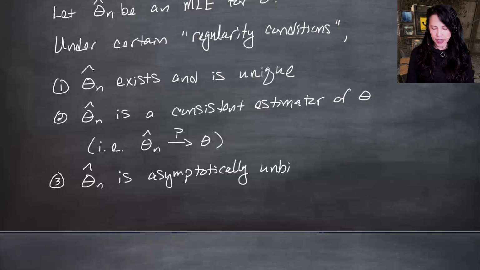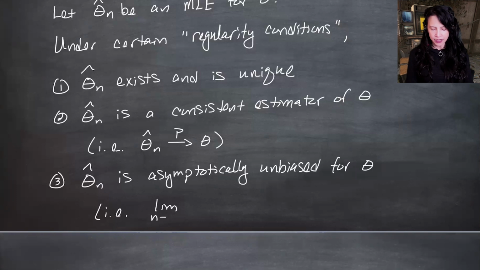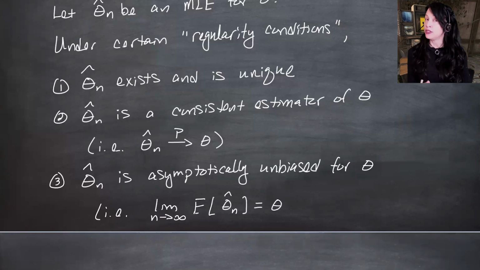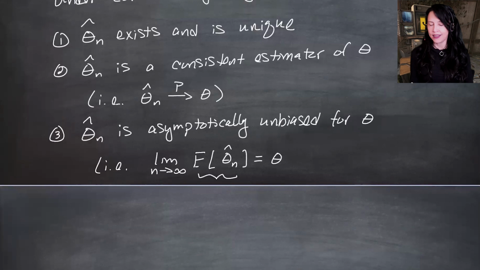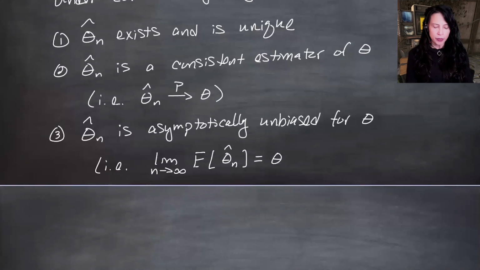Number three, theta n hat is asymptotically unbiased for theta, and this means that the limit as n goes to infinity of the expected value of theta n hat is going to approach theta. Now, some MLEs are actually unbiased straight away, in which case this will just be theta, theta, theta, theta, and the limit of that sequence will be theta. But in general, they will not be unbiased. So you're going to get some kind of function in here of theta and n. And if you let n go to infinity, it will go to theta. So that's what we mean by asymptotically unbiased.